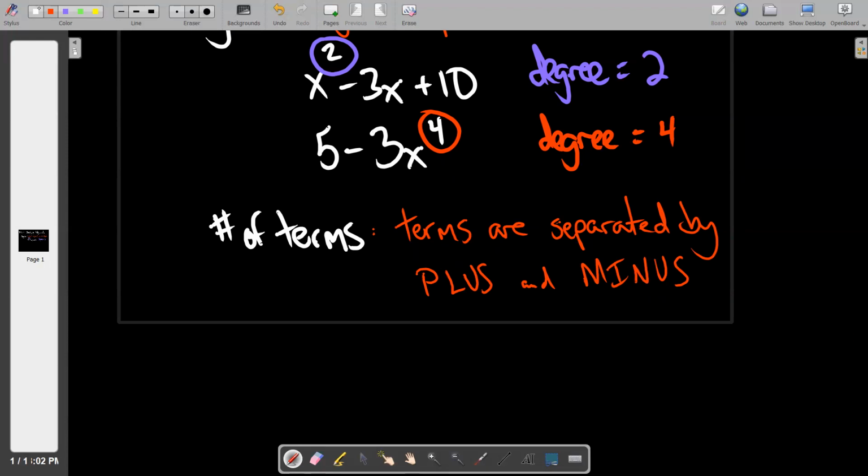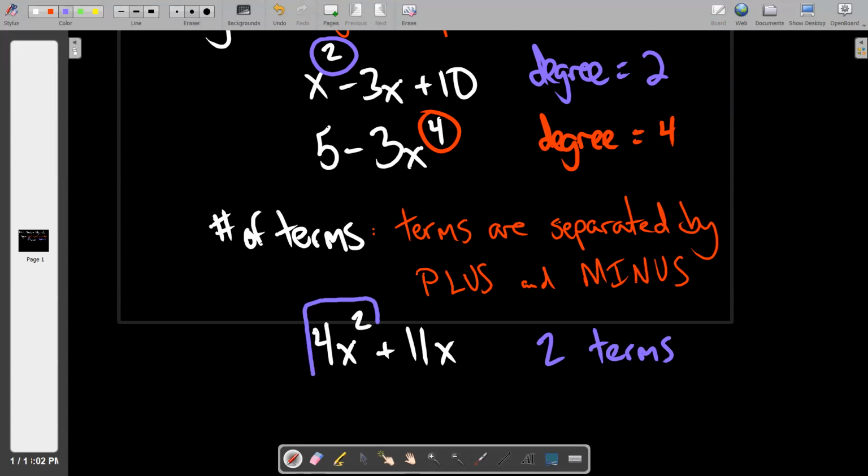And so, for example, let's do 4x squared plus 11x. How many terms does that have? Very good. So we would say that this one has 2 terms. One of the terms, I'll put a box around it, is 4x squared. And then the other term is 11x. And you see exactly what I mean. They're separated by the plus.